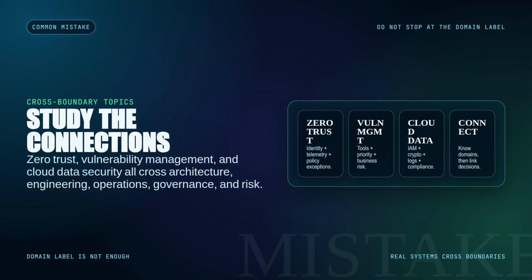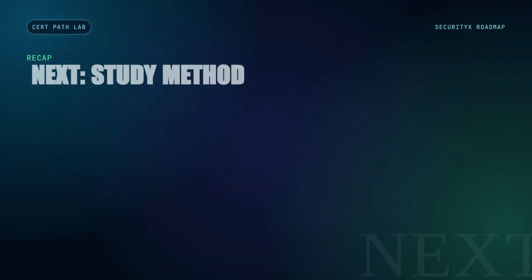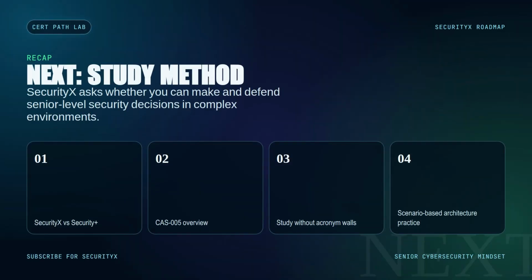Here is the simple summary. SecurityX CAS-005 is an advanced exam for security architects and senior security engineers. It tests 4 connected areas: governance, risk, and compliance, security architecture, security engineering, and security operations. The exam is not only asking whether you know advanced terms, it is asking whether you can make and defend senior-level security decisions in complex environments.